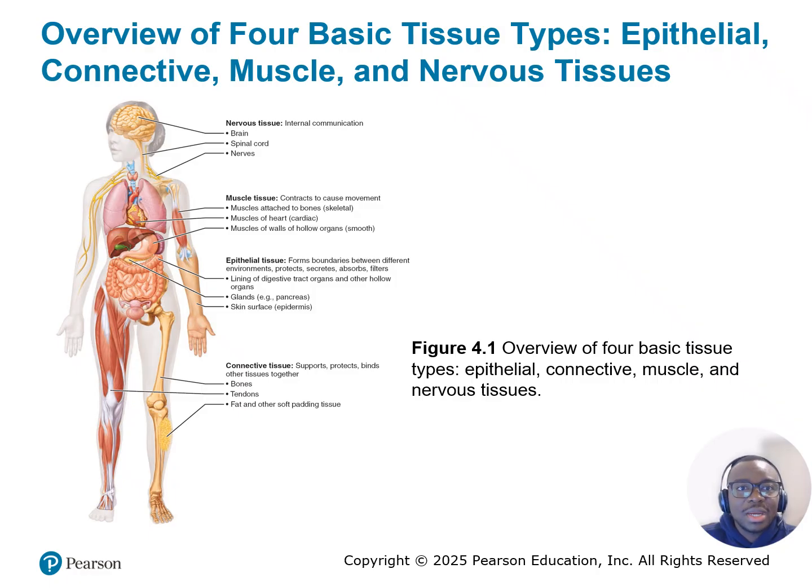Muscle tissue contracts to cause movement. There are three types of muscle tissue. Skeletal muscle is attached to bones. Cardiac muscle is found in the heart. Smooth muscle is found in the walls of hollow organs, for example, the walls of the stomach. Nervous tissue provides internal communication throughout the body. Nervous tissue is found in the brain, spinal cord, and nerves. We will review each of the tissues in detail as we go through this lecture.